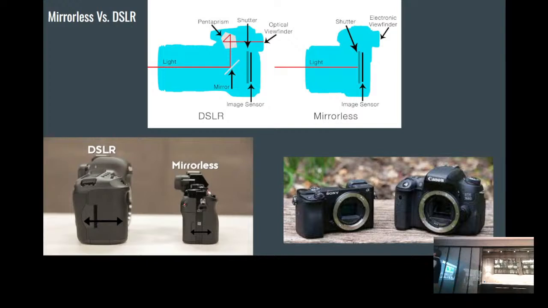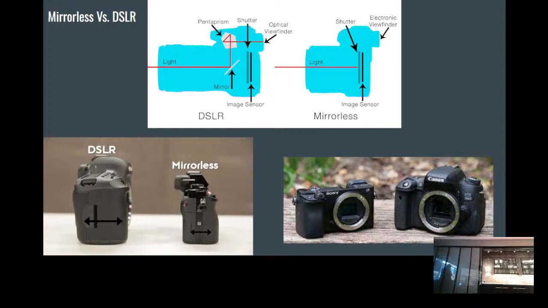Reason being in a lot of those ways is because the mirror and the pentaprism are gone from the DSLR body. Light would come in, bounce off that mirror, cut through a pentaprism, and that's how you'd be able to see it through the optical viewfinder. Once you take that picture and hit the shutter button, the mirror clicks up, burns into the sensor, and then on the screen you see the image that you just took.